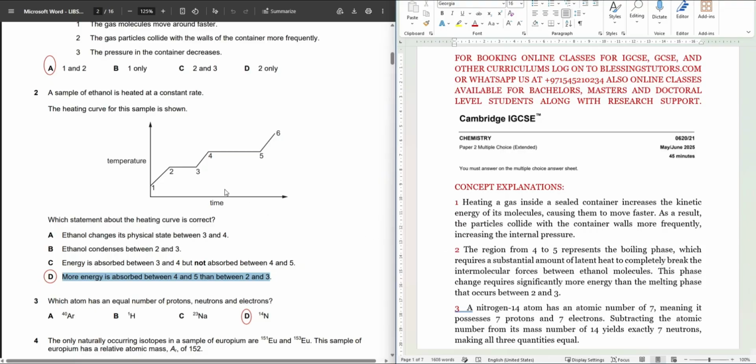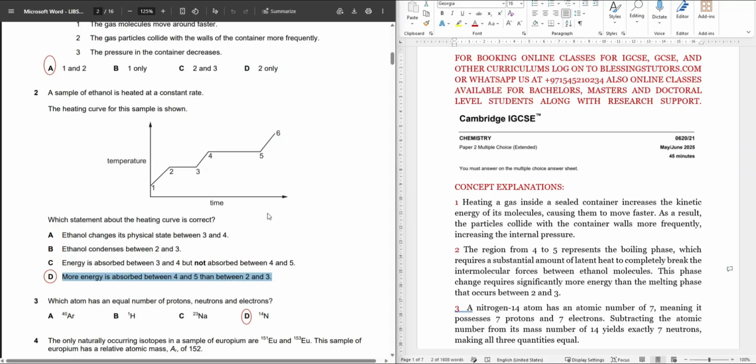So you can see here the region 4 till 5, the constant phase. This region represents the boiling phase. And here, if it wants to move from 5 to 6, it needs a substantial amount of heat to completely break the intermolecular forces between ethanol molecules. Ethanol was also given in our question. That is a sample that is heated at a constant rate. Hence, the best answer is D: more energy is absorbed between 4 and 5 than between 2 and 3. As you can see, 4 and 5 is at a higher temperature as compared to 2 and 3.